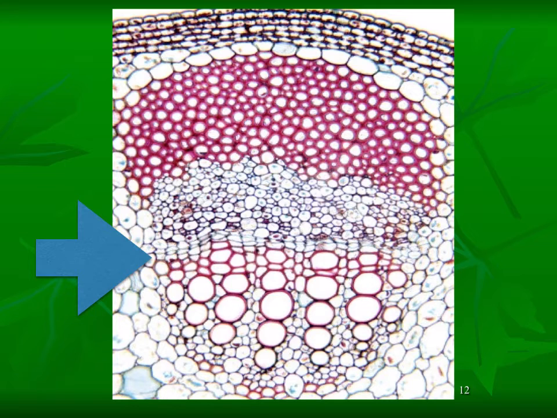And just above the phloem, you'll see those cells that have got thickened red walls. So they've been thickened with lignin. So just above that's a sclerenchyma cap. So you've got sclerenchyma, phloem, cambium, and then xylem below that.